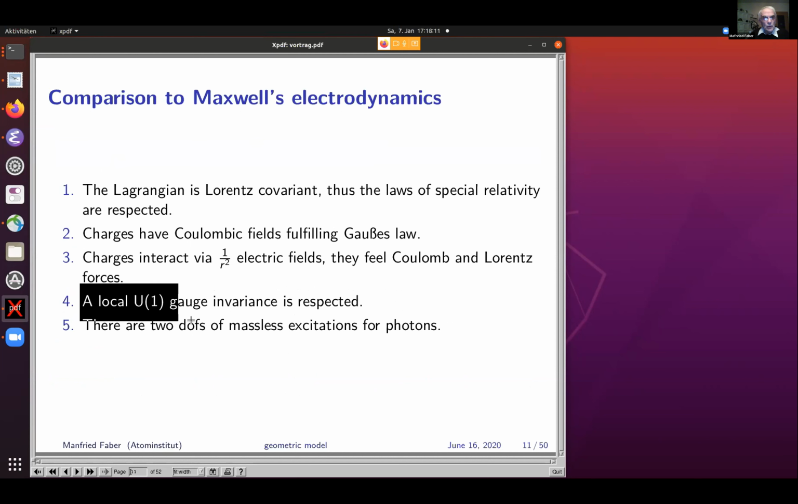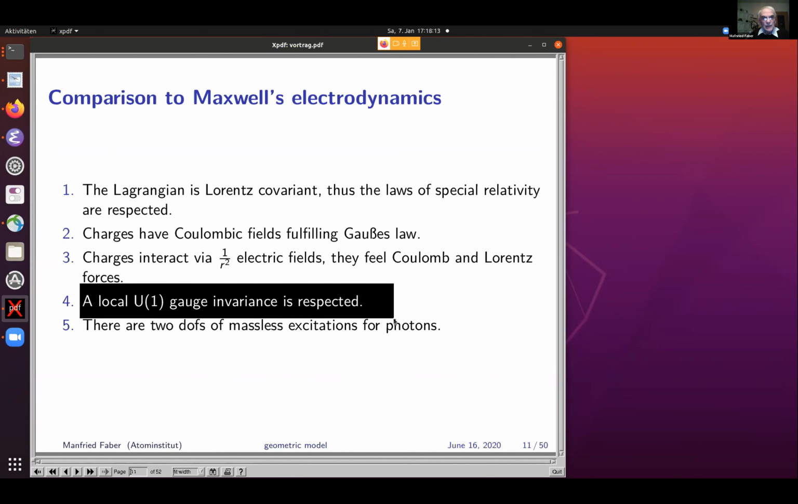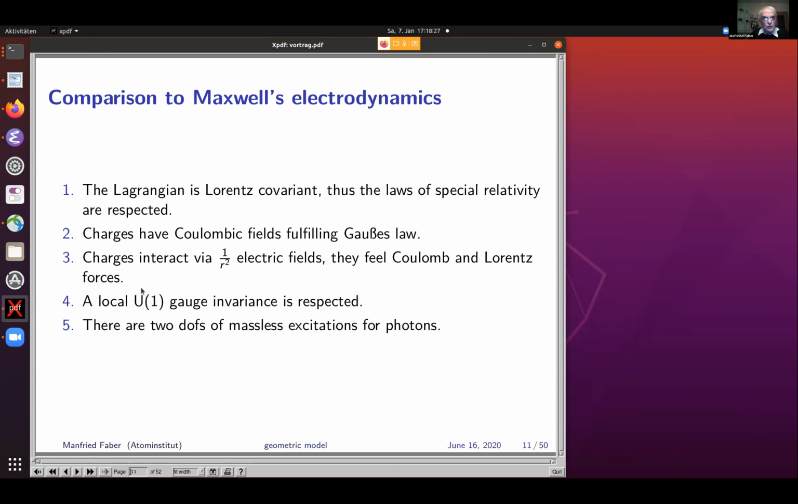We have a local U(1) gauge invariance. This corresponds to the basis on S3. To every point on S3, there belongs a local basis. And if I rotate this local basis, this corresponds to a U(1) gauge transformation. There are 2 degrees of freedom of Maxwell's excitation of photons.